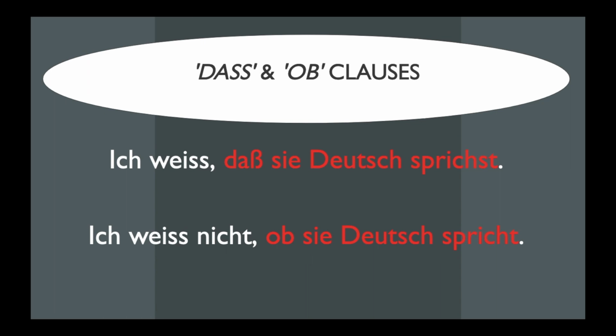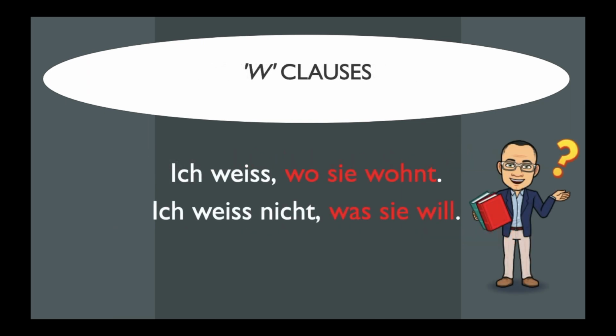These are very important. You have the W clauses. Ich weiß, wo sie wohnt. Ich weiß nicht, was sie will. You see, we are using the question words here as subordinate words, the words that connect the main clause and the subordinate clause. Okay, again, you have a comma and the verb in the subordinate clause comes at the end.